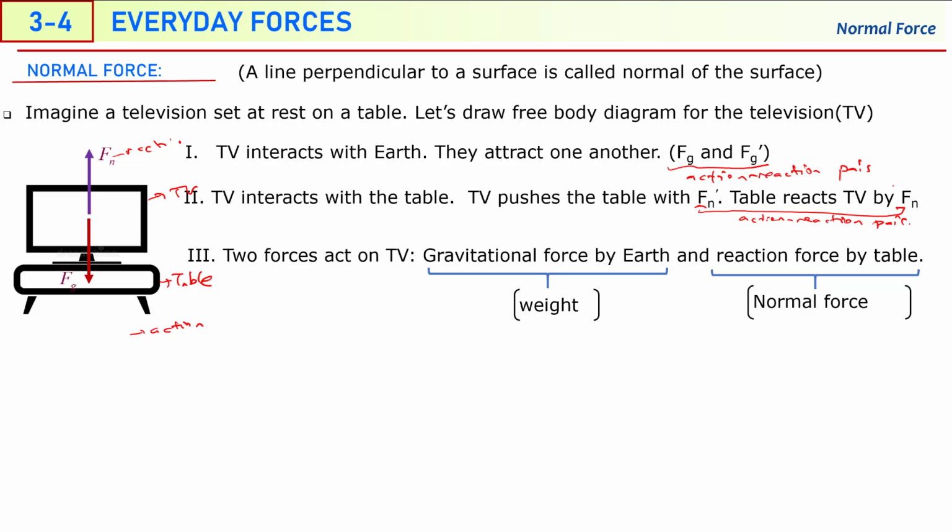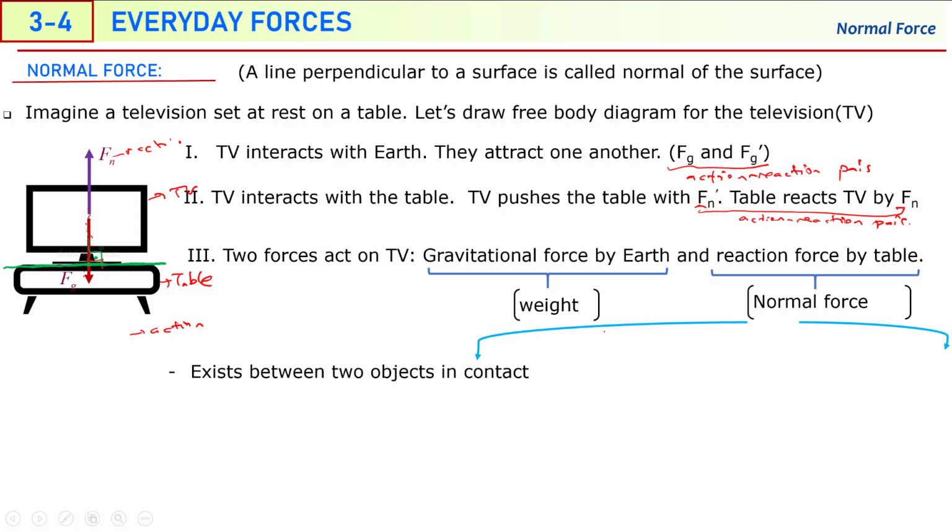Reason is what? Because this force, this Fn, is always perpendicular to the contact surface. Normal means perpendicular. That reaction force by the table will be perpendicular to the contact surface. It's obvious here: the contact surface is horizontal, this green line is representing the contact surface, and Fn, as you see, is vertical. That's why Fn must be perpendicular to the contact surface. So I will write the properties of normal forces first.